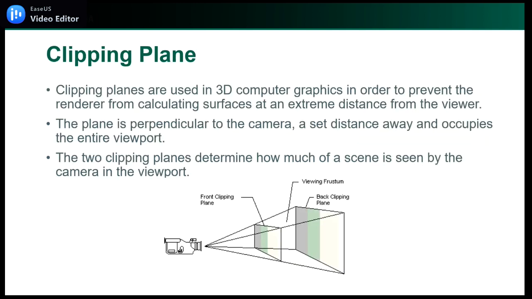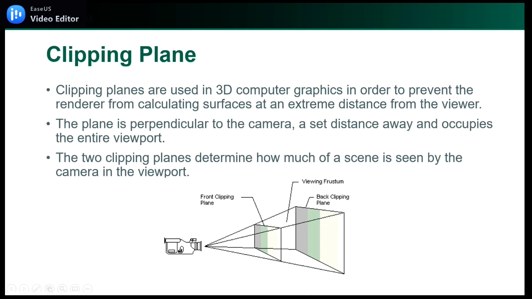Okay, so now let us talk about clipping planes. Clipping planes are used in 3D computer graphics in order to prevent the renderer from calculating surfaces that are at extreme distance from the viewer. These can be extremely close or extremely far away. The plane is perpendicular to the camera a set distance away and occupies the entire viewport.